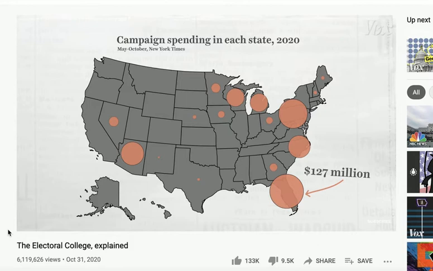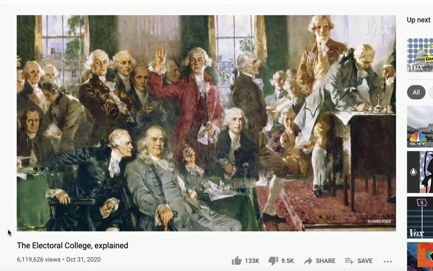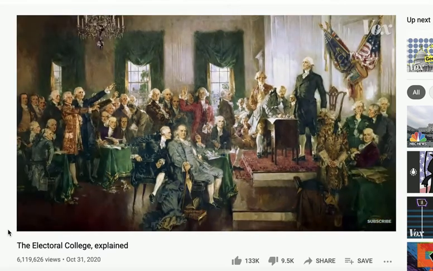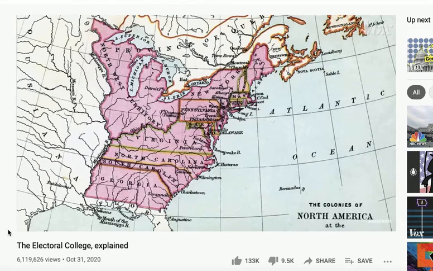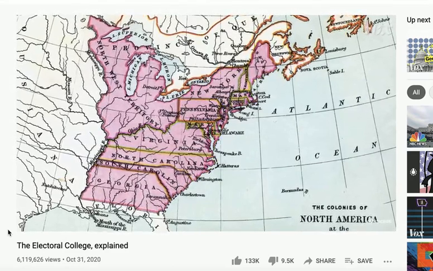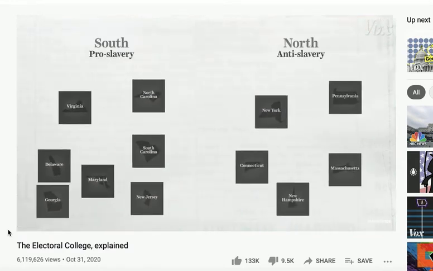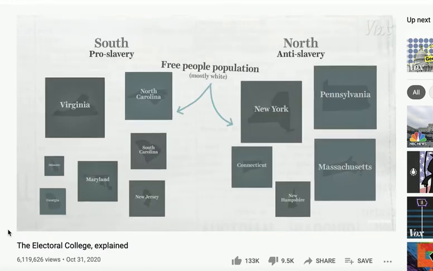It doesn't seem very fair, but the Electoral College has always shifted power away from some people and towards others. It was how it was designed. Back when there were just a few states, not 50, they had to get all the states to agree on the Constitution. One problem. The northern states, which were largely anti-slavery, wanted only free people to count in the population towards electoral votes, which they had more of.